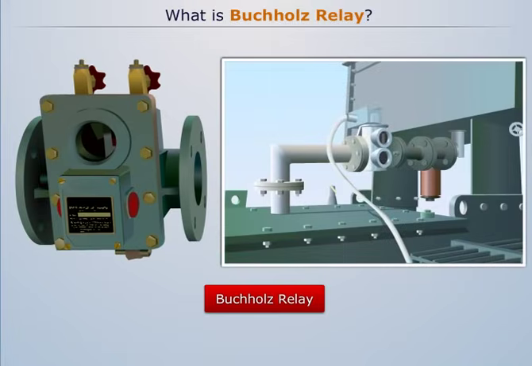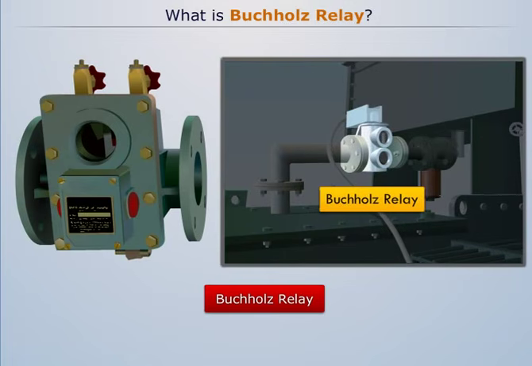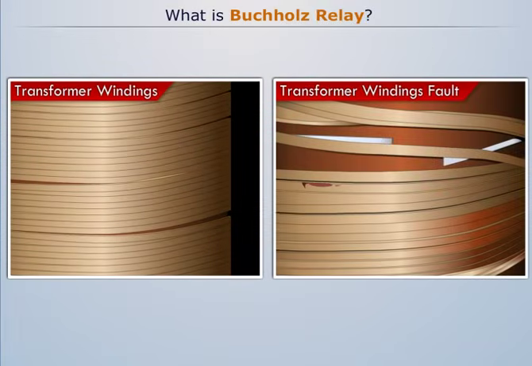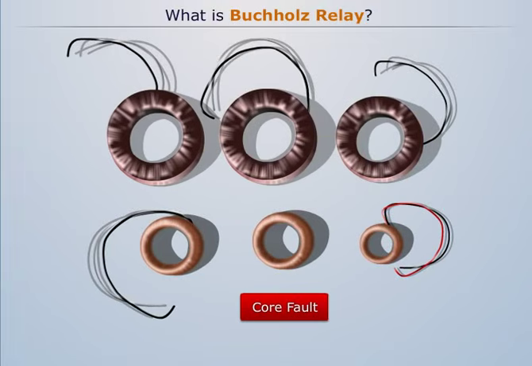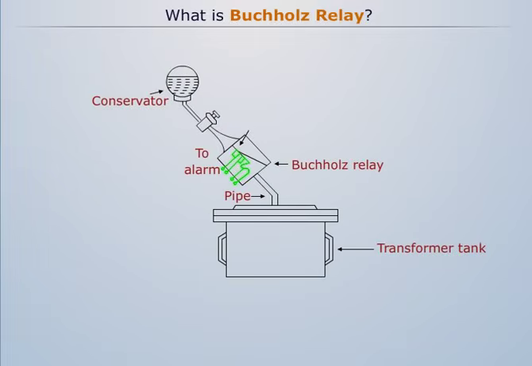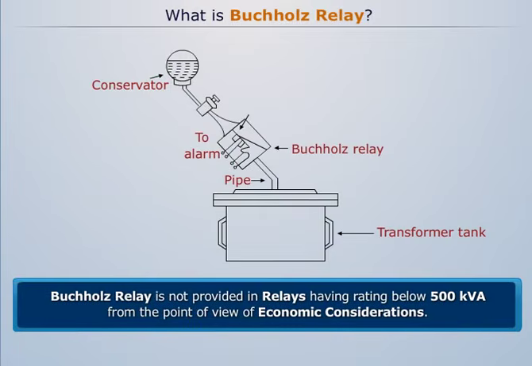So the Buchholz relay is used for the protection of transformers from faults occurring inside the transformer. Short circuit faults such as interturn faults, incipient winding faults and core faults may occur due to the impulse breakdown of the insulating oil, or simply the transformer oil. Buchholz relay will sense such faults and close the alarm circuit. Buchholz relay is not provided in transformers having a rating below 500 kVA from the point of view of economic considerations.